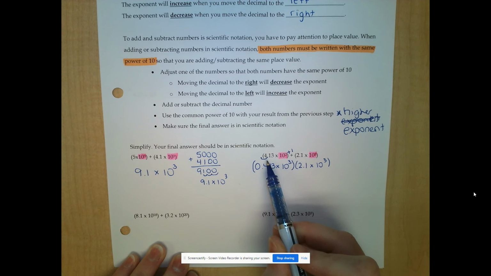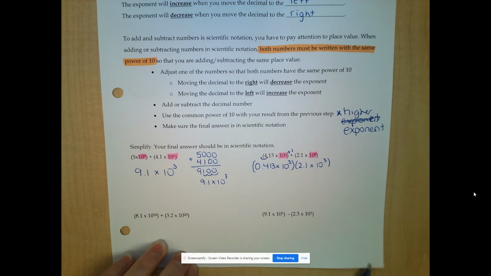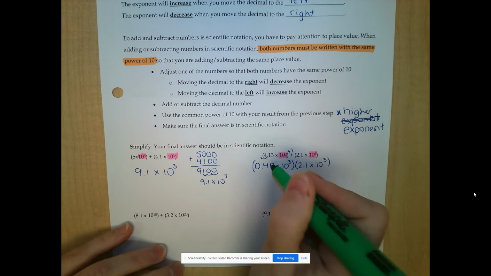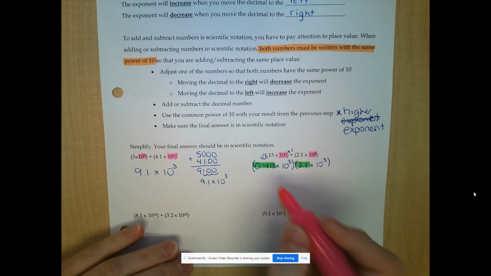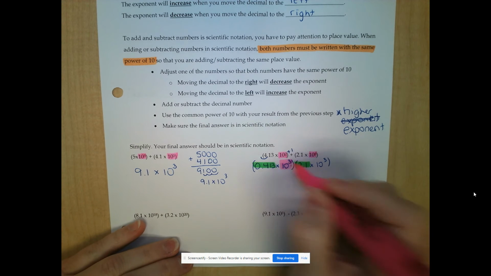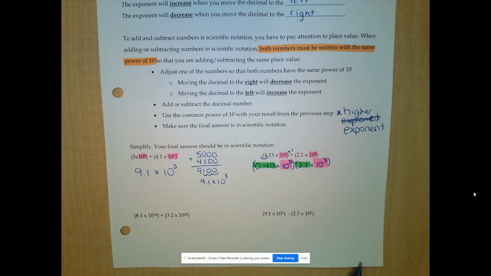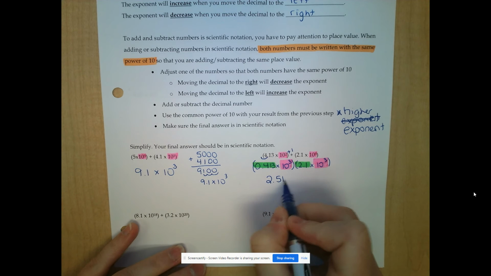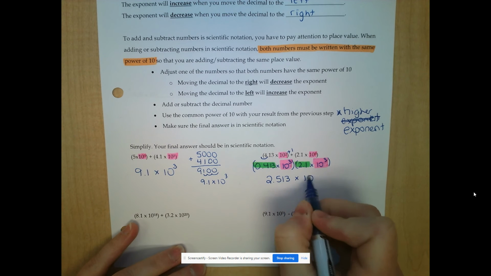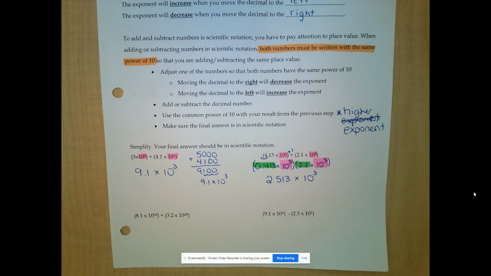So purposefully, I changed my 10 to the second to 10 to the third by increasing 1 power of 10. So the number out in the front, the number with the decimal point, I made it smaller by a power of 10. So now I am adding 2.1 and 0.413, and you'll notice they now both have that matching power of 10. So 2.513 times 10 to the third. And the reason that my answer is already in scientific notation, between 1 and 10 times the power of 10, is because I went up to the higher exponent.